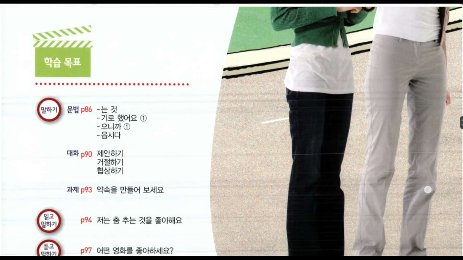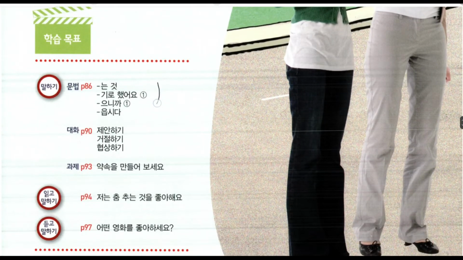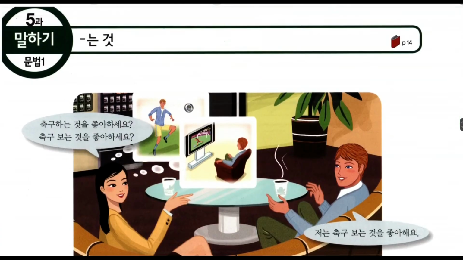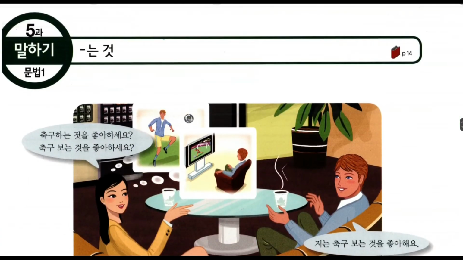In this video we're going to cover 4 grammar points, 3 dialogues, and 1 reading and 1 listening. 자, let's start with the first grammar point. 자, first grammar point is noun clause. How to make noun clauses.